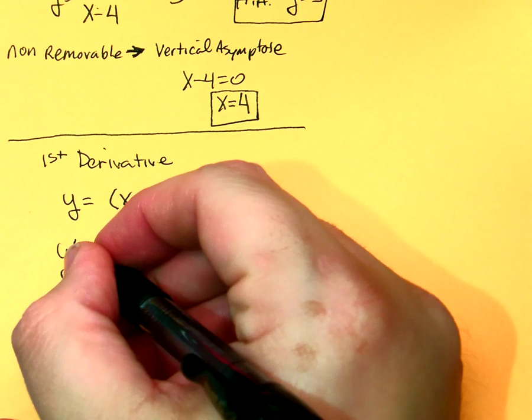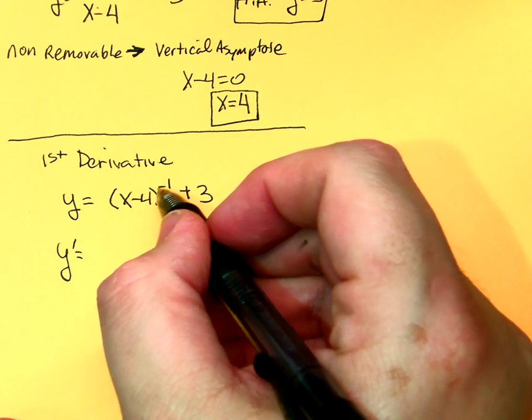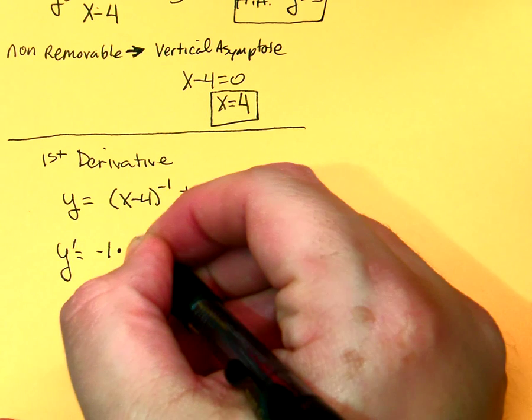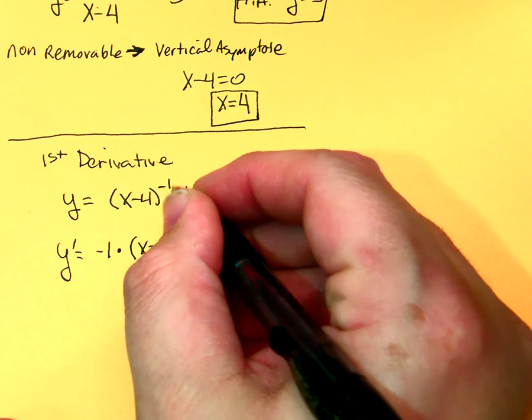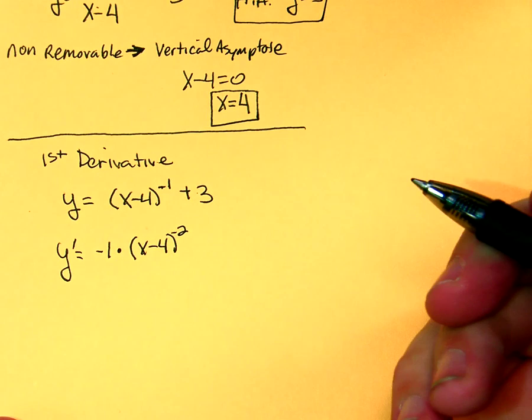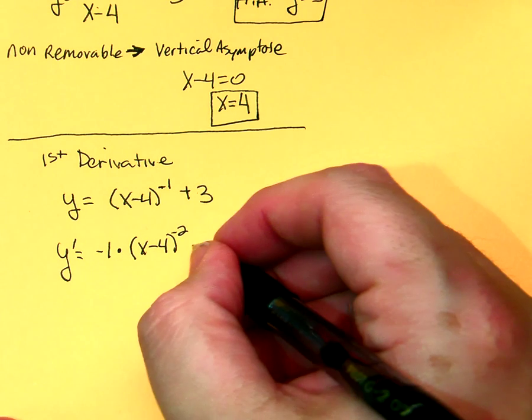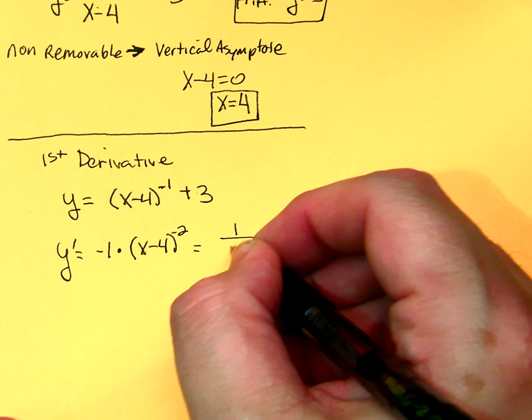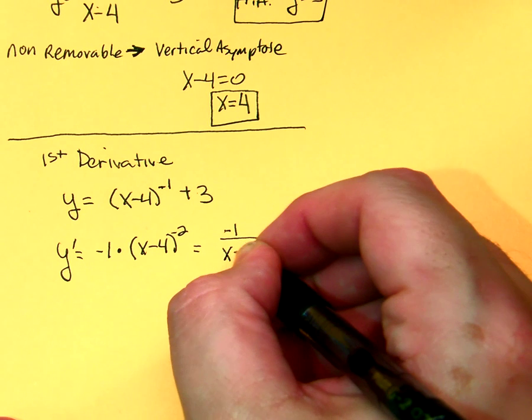So y prime, do the power rule here. Negative 1 times x minus 4 to the negative 1 minus 1, which is negative 2. What's the derivative of 3? 0. So I get negative 1 over x minus 4 quantity squared.